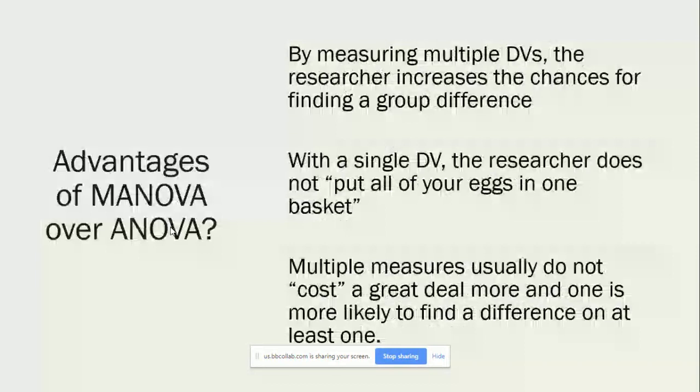So what are the advantages of MANOVA over ANOVA? Well, you want to measure multiple dependent variables. The researcher increases the chances of finding some differences in the groups. With a single dependent variable, the researcher puts all their eggs in one basket. Here, you have different combinations of the dependent variables. Where are the differences that are actually going to occur? The multiple measures usually do not cost much more than otherwise. So you can probably find a difference at some point.